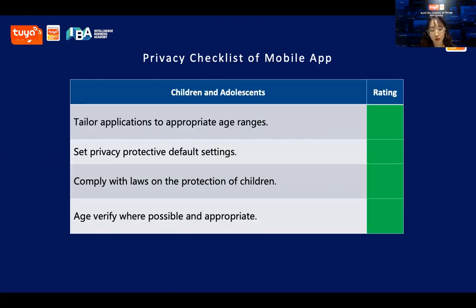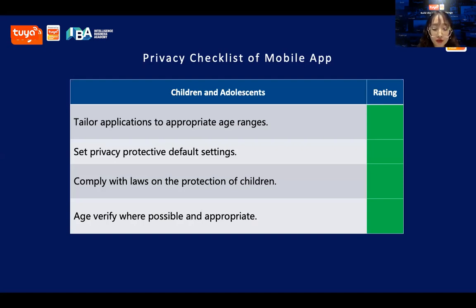And this is about children's and adolescents' privacy. Each country has its own age level of children and adolescents. For example, in China, we name 14 and 18 as adolescents or non-adults. And in most other countries, probably 13 is the age level for children and adolescents.